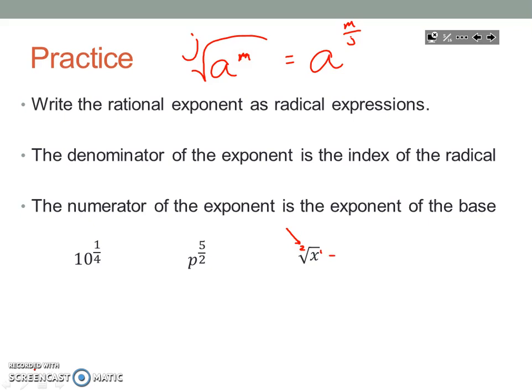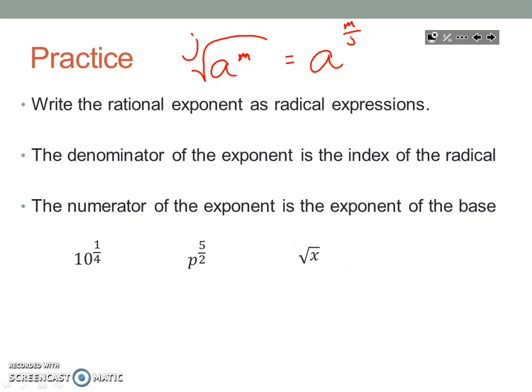Okay, so this here is going to equal x to the, okay, my j is a 2, so that's going to go on the bottom of the fraction. And my m is a 1, so that's going to go on top. That's x to the 1/2 power. Okay, that's going to be an x to the 1/2 power.